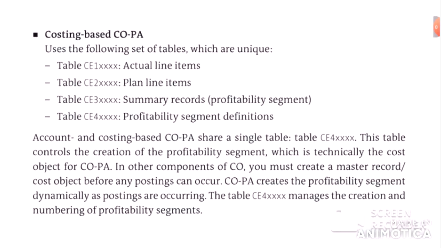Account and costing based COPA share a single table, table CE4 and the operating concern. This table controls the creation of the profitability segment, which is technically the cost object for COPA. In other components of CO, you must create a master record or cost object before any postings can occur. COPA creates the profitability segment dynamically as postings are occurring. The table CE4 manages the creation and numbering of profitability segments.